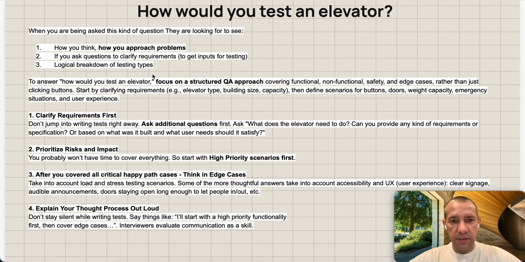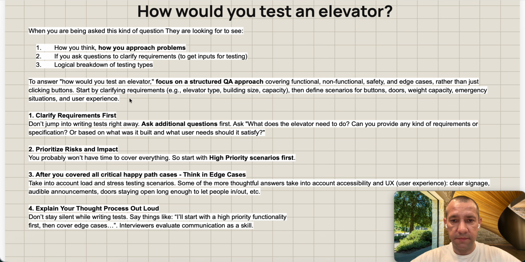So to answer how would you test an elevator, focus on a structured QA approach covering functional, non-functional, safety, and edge cases rather than just clicking buttons. Start by clarifying requirements, for example, by asking elevator type, building size, capacity. Then define scenarios for buttons, doors, weight capacity, emergency situations, and user experience.